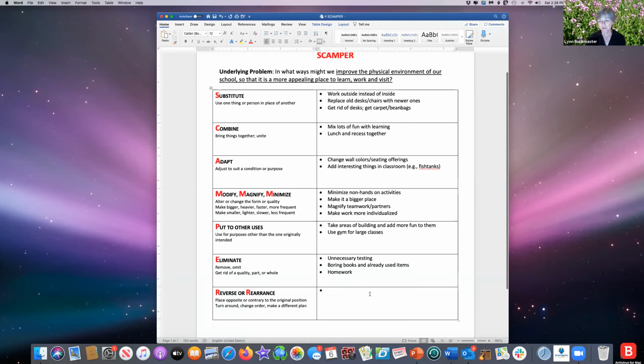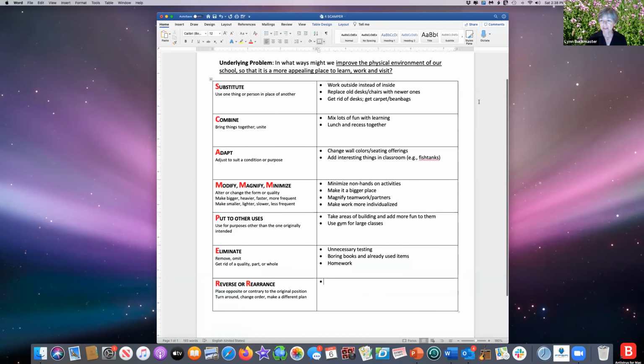So you get the idea. So good ideas. It just helps you focus your mind in ways that you may not have thought of previously.